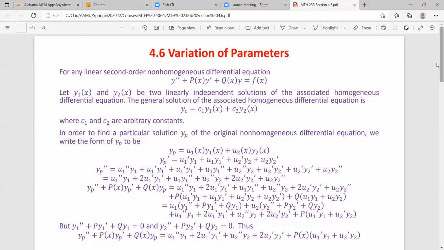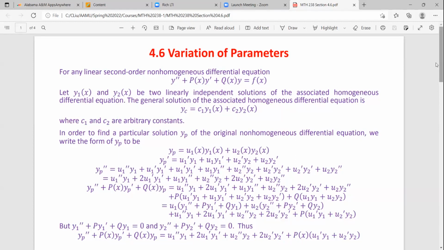So I'm not going to repeat everything. We got yp prime, yp double prime, just plug in. But then we can rearrange those terms. We're going to group all the terms with u1 prime, u1, and we're going to group all the terms with u2, and factor out u1 and u2 from those terms respectively.